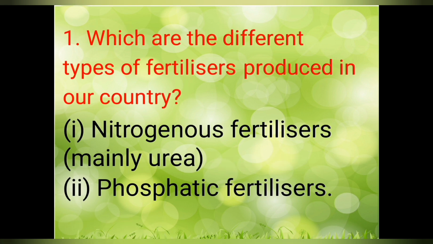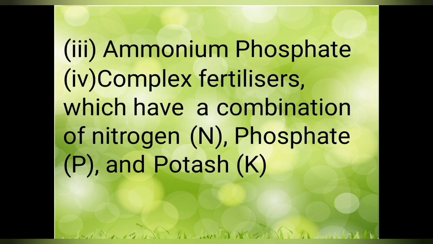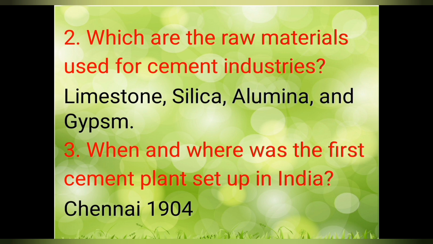Next question: which are the different types of fertilizers produced in our country? Answer: the first one, nitrogenous fertilizers; second, phosphatic fertilizers; third, ammonium phosphate; fourth, complex fertilizers, which have a combination of nitrogen, phosphate and potash. These are the four types of important fertilizers produced in our country: nitrogenous, phosphatic, ammonium phosphate and complex fertilizers. Learn these points by heart. And the next question: which are the raw materials used for the cement industry?